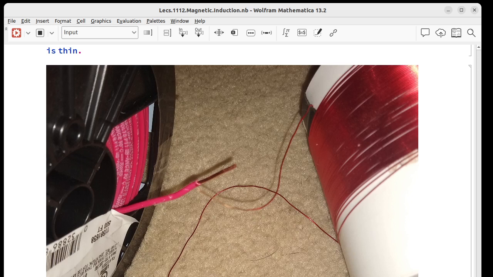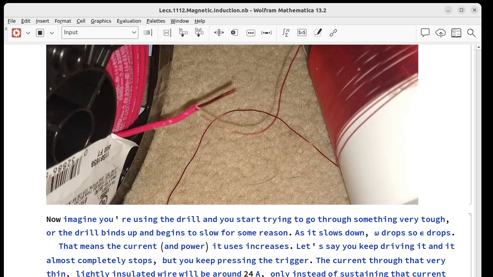That's going to generate a lot of heat, and the insulation on this is so thin that somewhere it's going to burn through. And now you're going to have a gap in your wire. You'll have it shorted out because of this I squared R heat buildup, and you'll need a new drill.